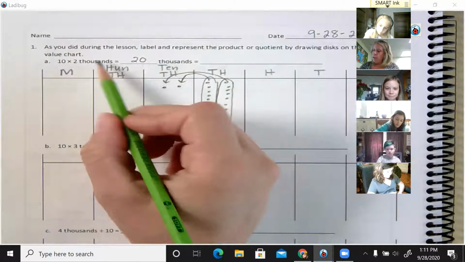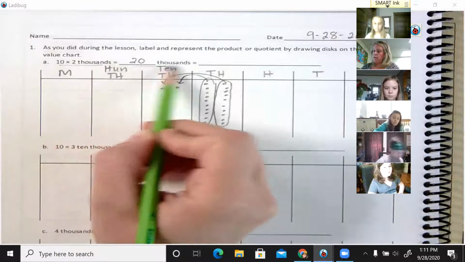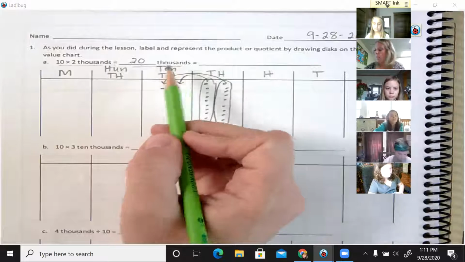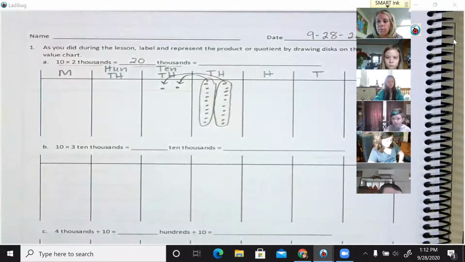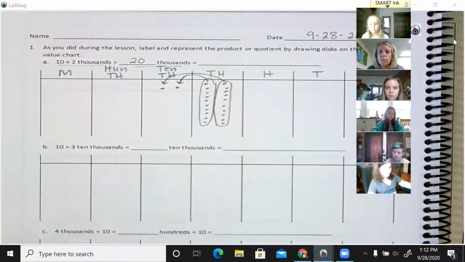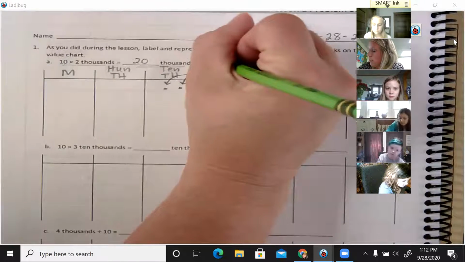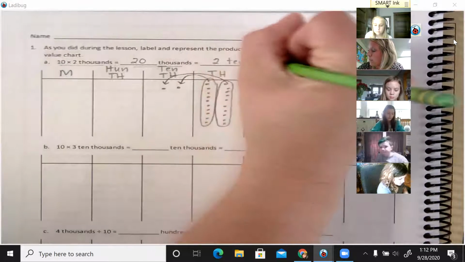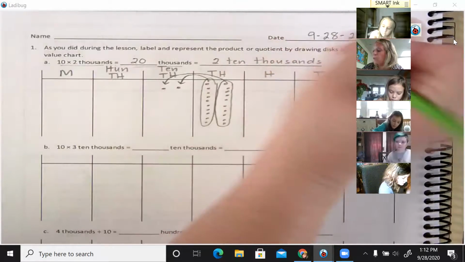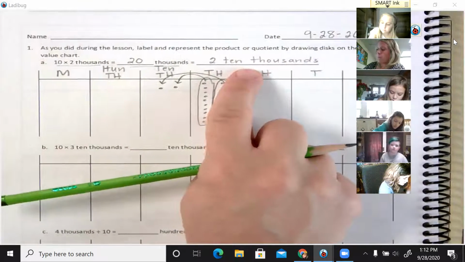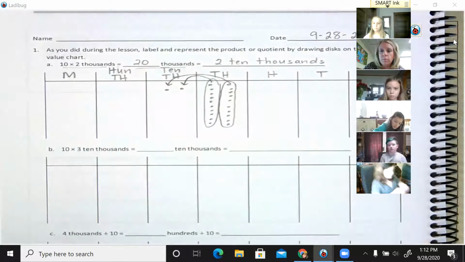So these are equal signs. This is saying 20 thousands is equal to 2 10,000s, which is also equal to what? What do I now have in my 10,000s column? 2 10,000s. Well, yes, you're correct. 2 10,000s. And then if you wanted to write this in standard form, what is 10,000 plus 10,000?